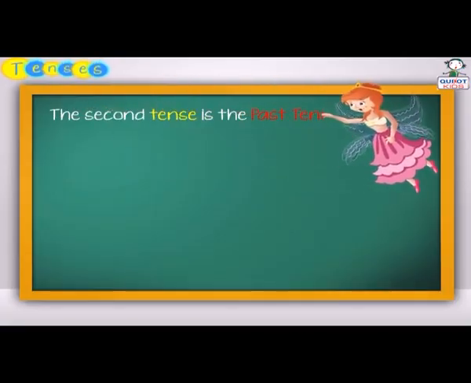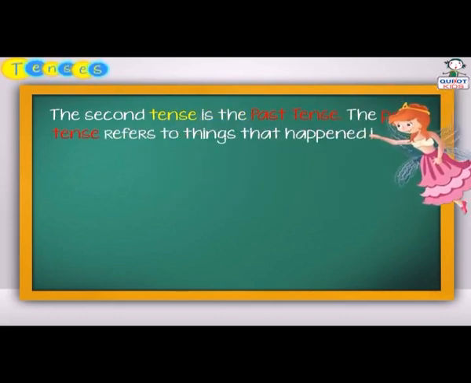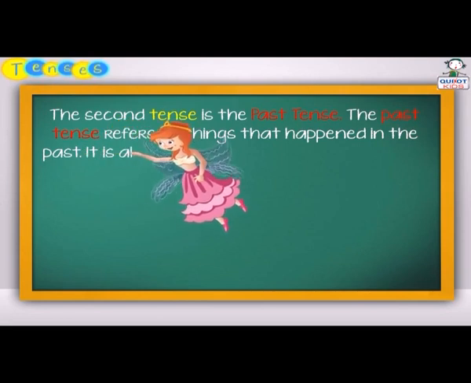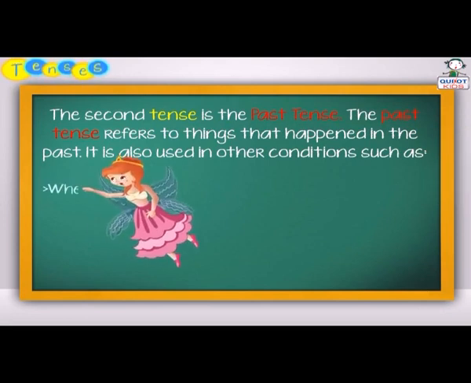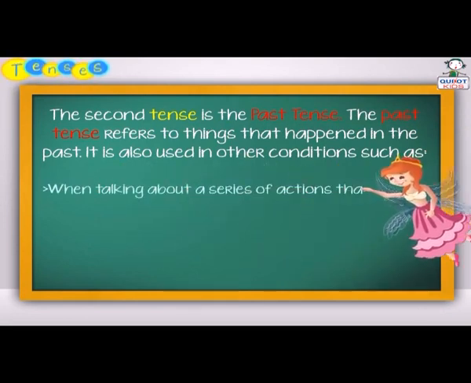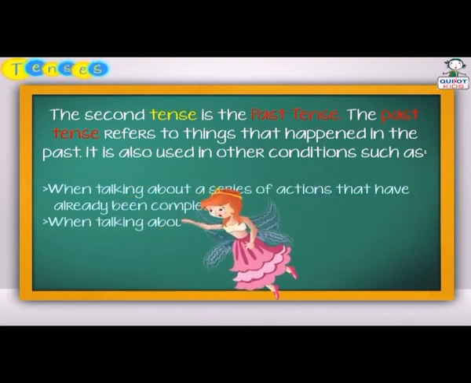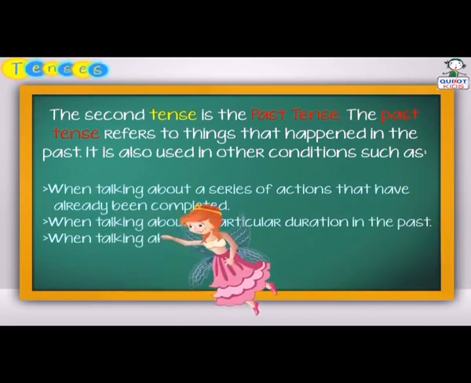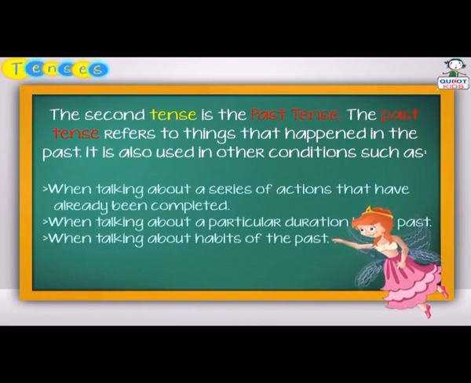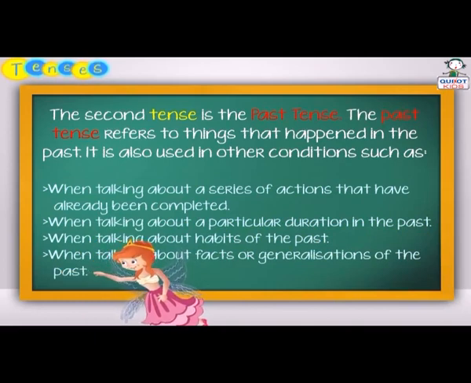Welcome friends. The second tense is the past tense. The past tense refers to things that happened in the past. It is also used in other conditions such as when talking about a series of actions that have already been completed, when talking about a particular duration in the past, when talking about habits of the past, when talking about facts or generalizations of the past.